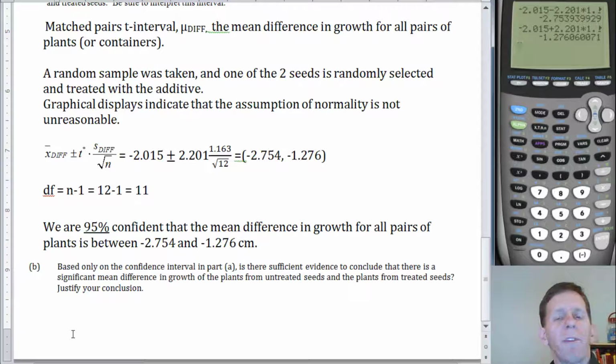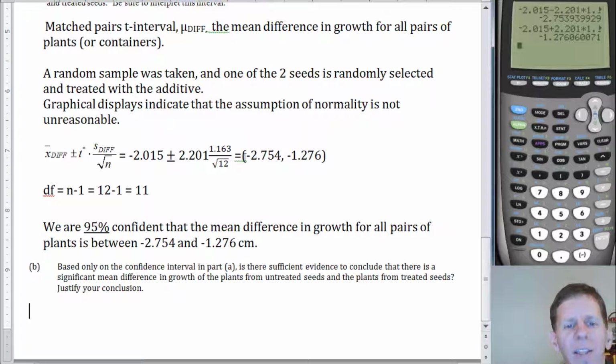So we've constructed our confidence interval, and there's one more question to answer. It says, based only on the confidence interval in part A, is there sufficient evidence to conclude that there is a significant mean difference in growth of the plants from untreated seeds and the plants from the treated seeds? Justify your conclusion. So they're asking, is there a mean difference? Well, if there's a difference, we would expect to have something other than 0 here. If there was no difference in growth, you would expect to get 0 in your answer.